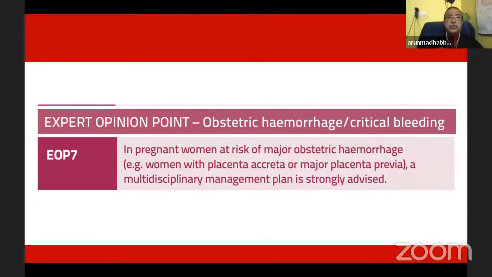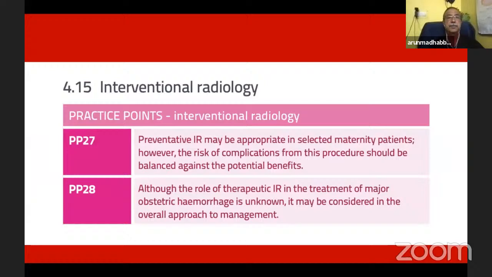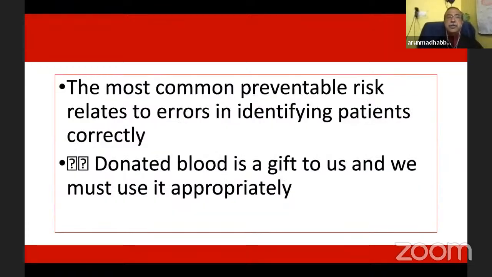There are certain guidelines which are not really set apart, but the expert opinion really counts. In pregnant women at risk of major obstetric hemorrhage, especially with placenta accreta and major placenta previa, a multidisciplinary management plan should always be strongly advised, because when more brains come in, we do more justice to this group of patients. In some cases, we might have to take help of interventional radiology. We know if we can occlude the uterine arteries or even beyond that, we'll be able to minimize blood loss from the uterus, or even during an oncological procedure or in a postpartum hemorrhage. So, where the facility is available, always use this facility because it is much better in comparison to blood transfusion, because it has minimized risk. The most common preventable risk relates to errors in identifying patients correctly.